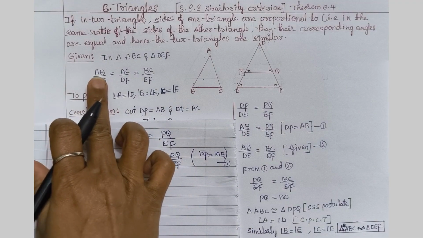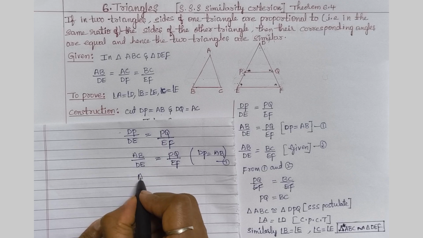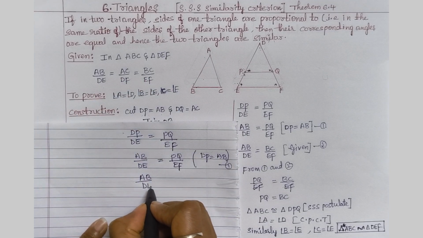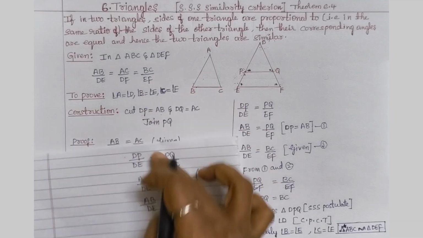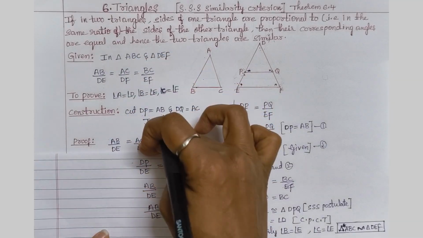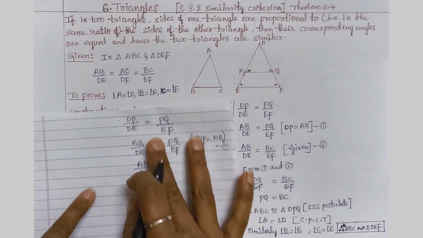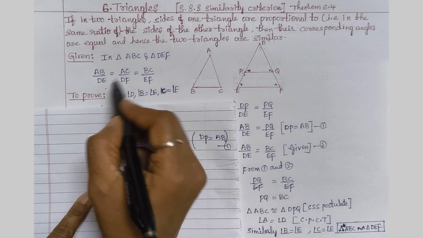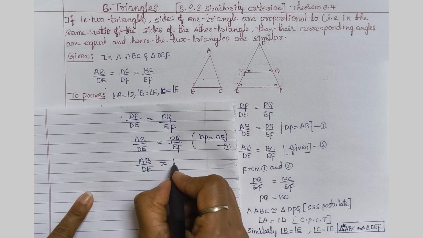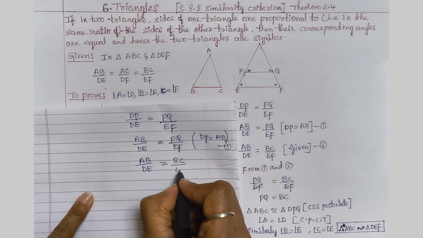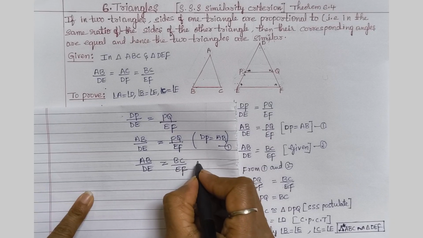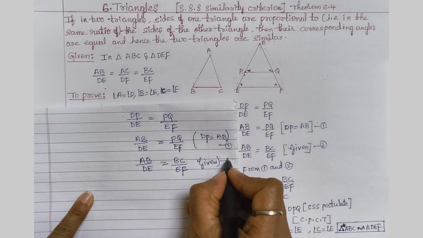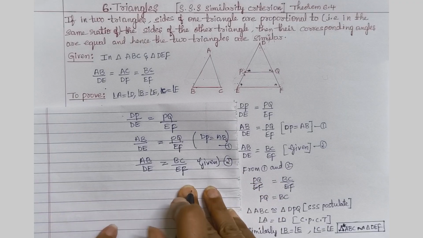In AB you observe AB by DE equal to, here first we took AC by DF. Now we will take BC by EF. See here, in the given, AB by DE equal to, now we will take BC by EF. BC by EF. Okay, this is the reason given. Now you take, this is the given, and the first equation first.